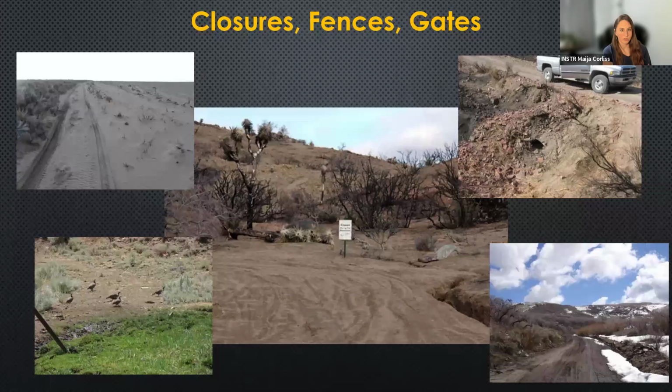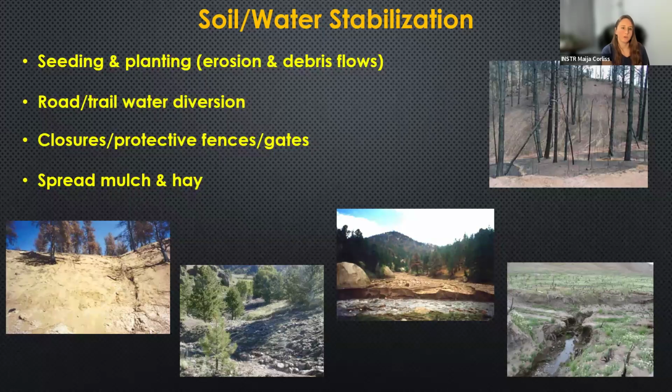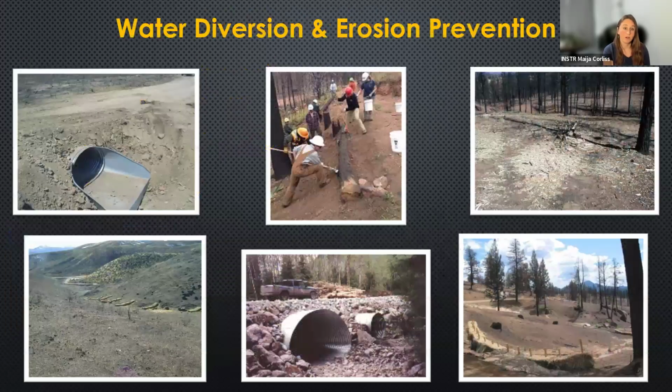Where are you going to need closures, fences, gates? Where are you going to need to post signs? Do you have washouts? What are you going to need to do again for your soil stabilization? These are just a few pictures of what that can look like. Water diversion and erosion control is most likely going to be in the forefront of your mind, and they will be already working on this in suppression repair, but you still need to have this accounted for in your plans. There's all kinds of different things you can do for water diversion and erosion prevention, as you can see from the photos.